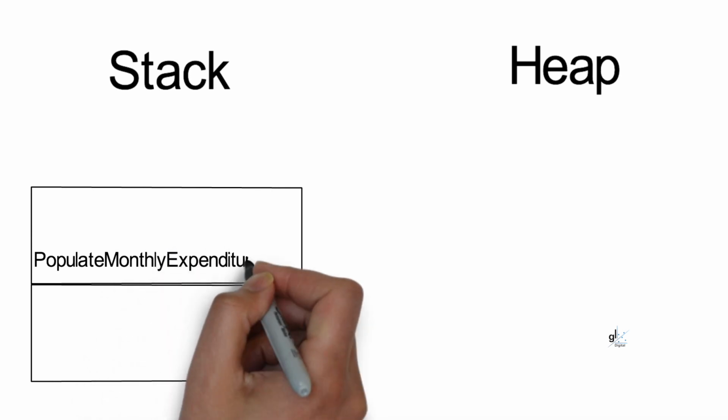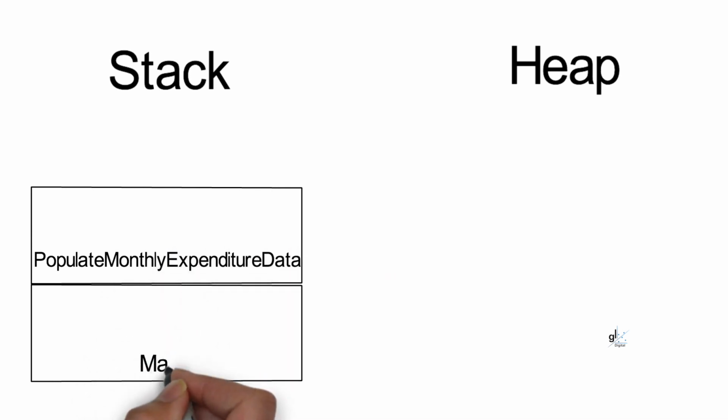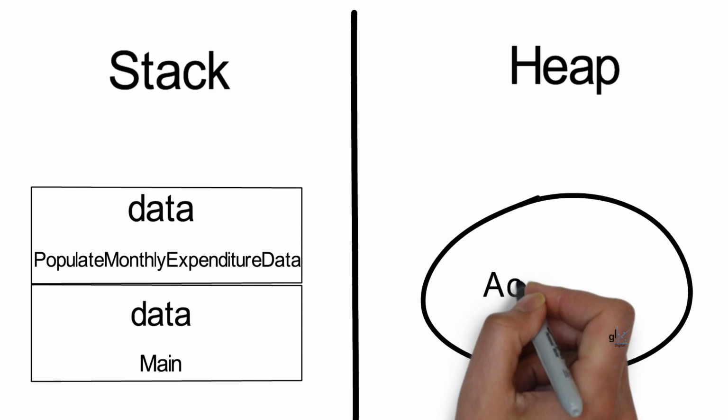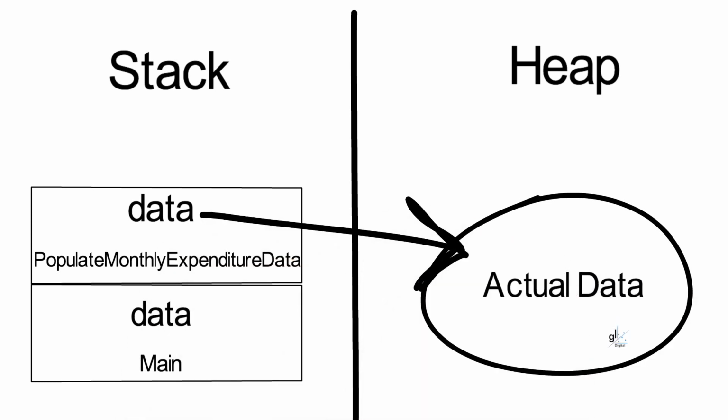Remember from previous tutorials in this course that a reference type variable stores a pointer to the data and not the data itself. So when the data array is passed into the populate monthly expenditure data method, the array data itself is not passed, but a pointer to the same data referenced in the main method is passed. So basically, any changes made to the data array in the populate monthly expenditure data method will be reflected in the data array referenced in the main method.